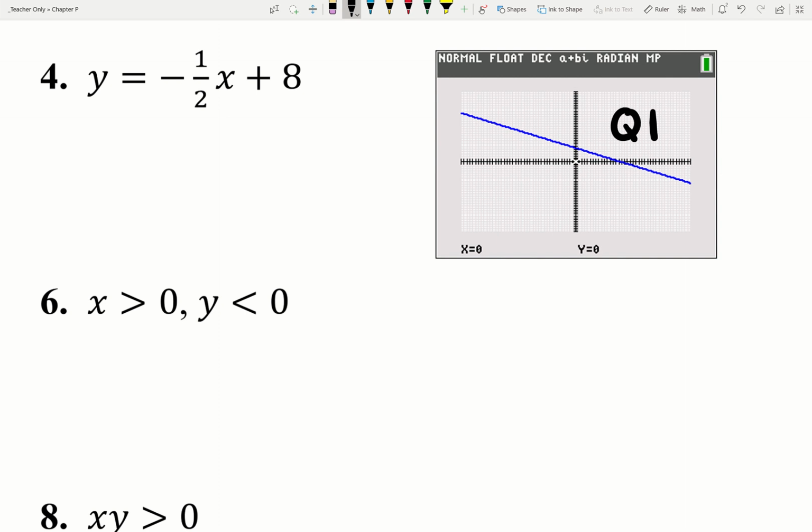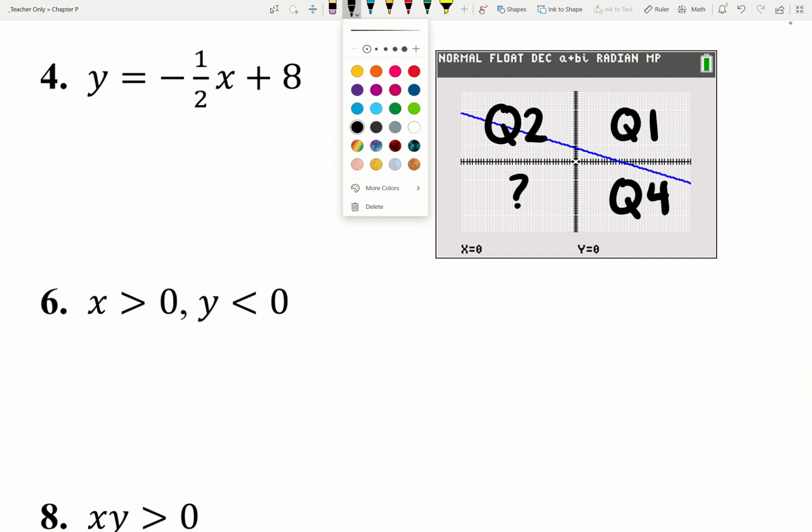So we have part of the line that shows up here in quadrant 1, we have part of the line that shows up here in quadrant 2, and of course part of the line that shows up here in quadrant 3. We are missing quadrant 4. And so we basically touch on every single quadrant except for 4.